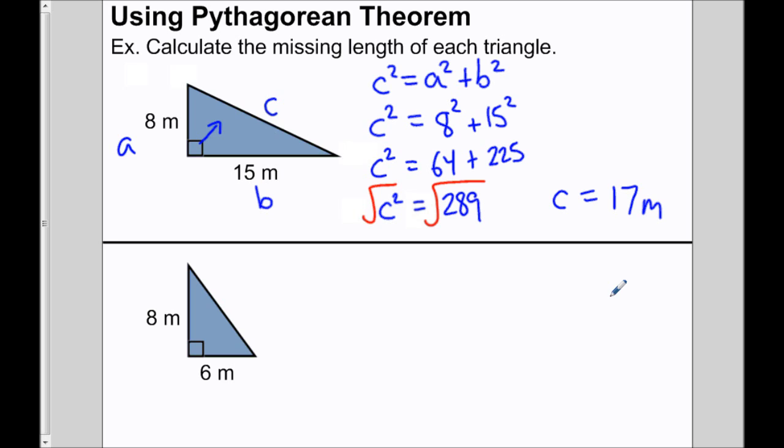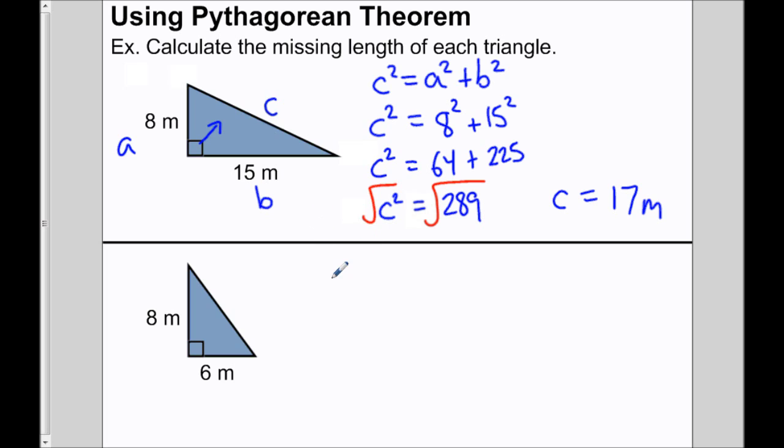The bottom question is very similar. So what I'd like you to do is to try the second question, looking at the example at the top. Write down the Pythagorean theorem, go through the calculations, and see if you can find out the missing side length. So pause the video, give it a shot, and good luck. And press play when you're ready to view the answer.